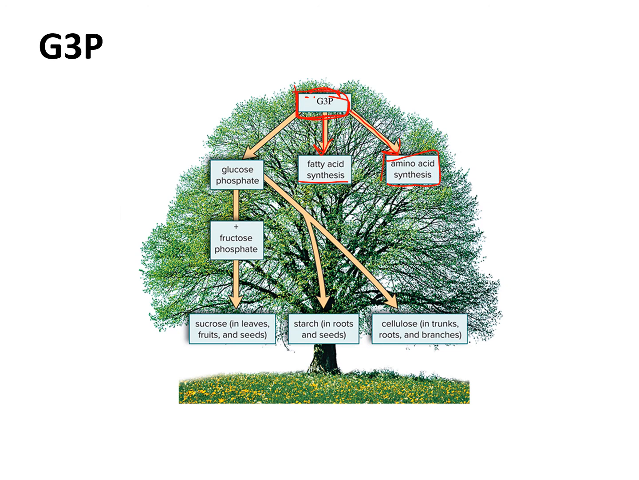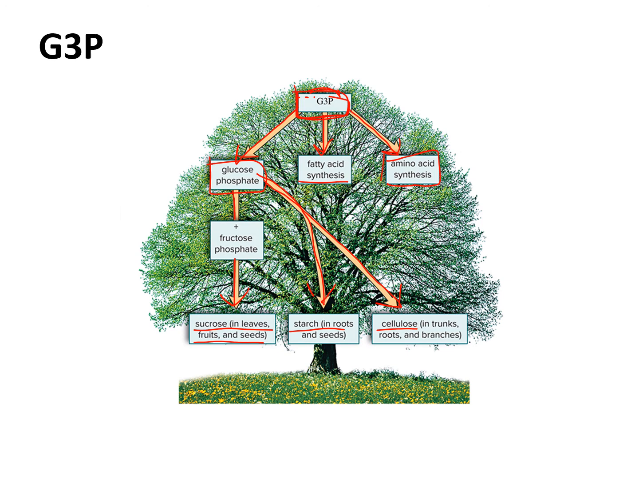Most of the G3P is probably converted into glucose. And this glucose can be complexed with fructose to form sucrose. And sucrose is often in plants a transport molecule. It's found in the leaves, the fruits, and the seeds. Or the glucose can be linked together to other glucose molecules to form starch. So that's energy storage in the roots and seeds. Or the glucose can be modified and converted into cellulose, another type of polysaccharide, which is used for structure.